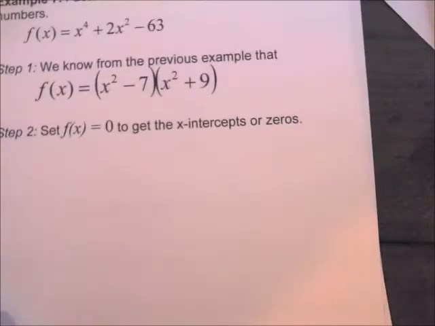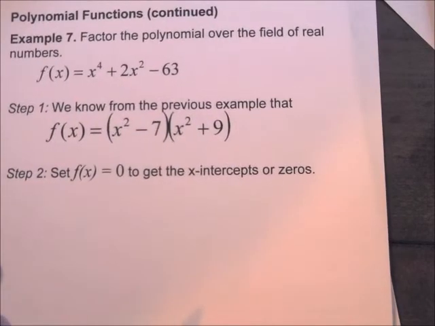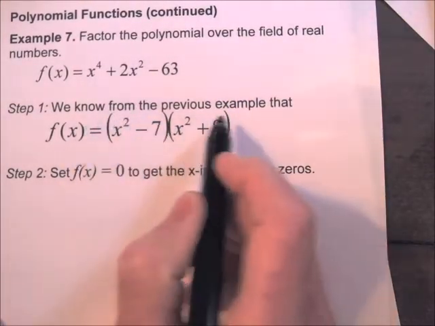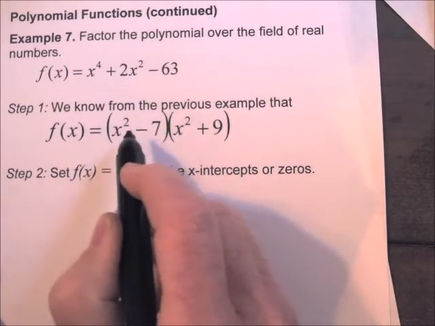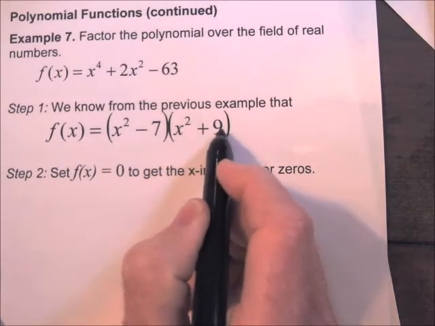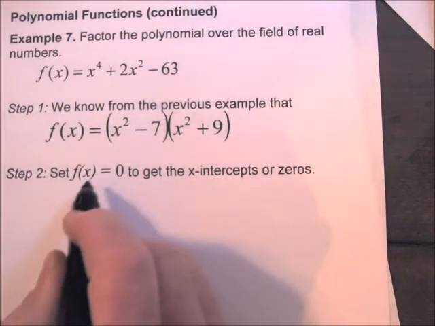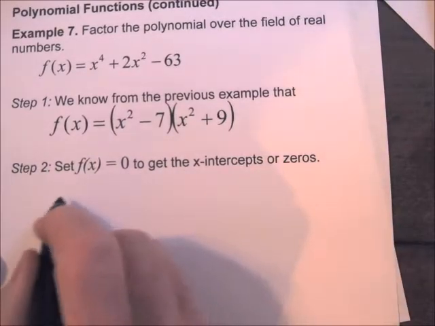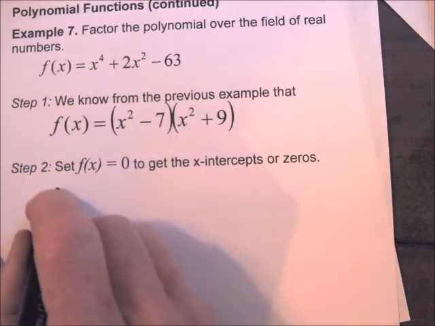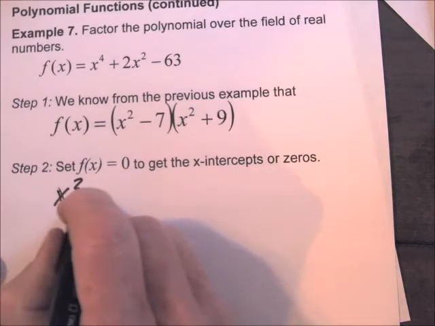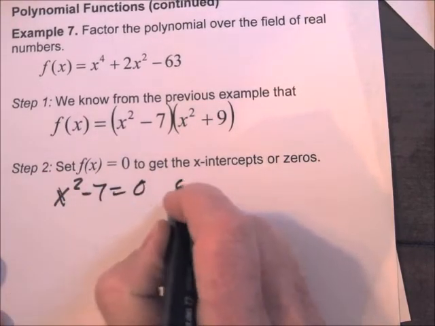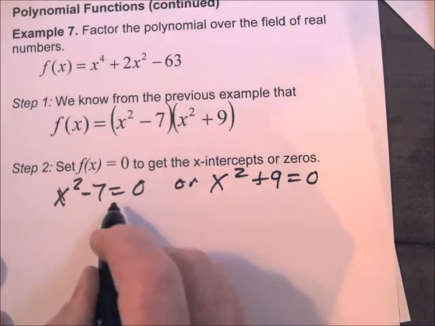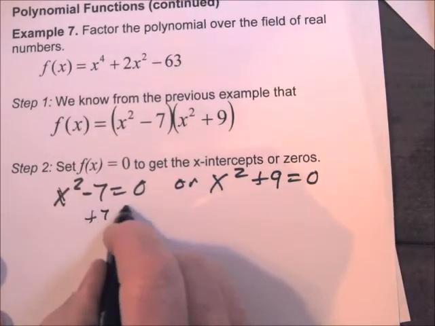This is going to be the same function, except now we want to factor this over the field of real numbers. From the previous example, we know that f(x) is x squared minus 7 times the quantity x squared plus 9. We can set f(x) equal to 0 to get the x-intercepts, or the zeros of the function. So we have a product equal to 0. That means one of the factors is 0: x squared minus 7 equals 0, or x squared plus 9 equals 0.